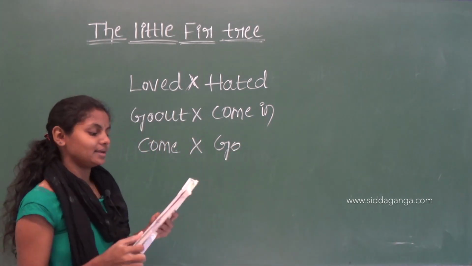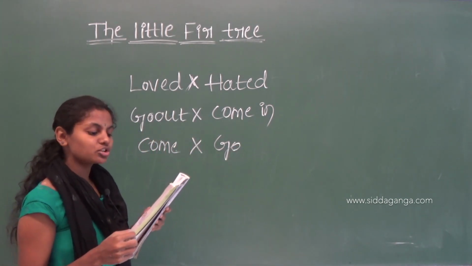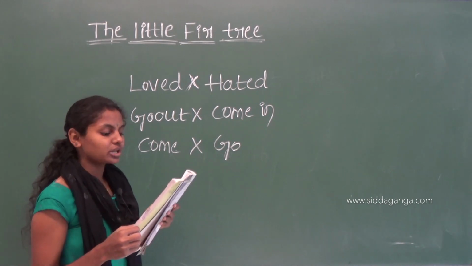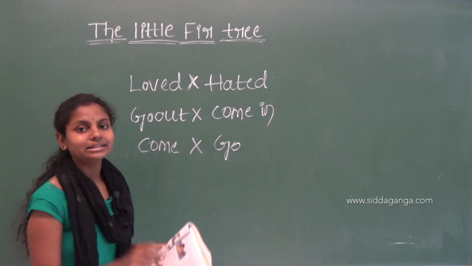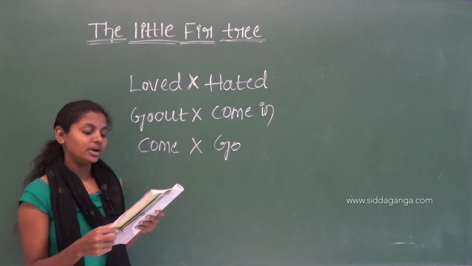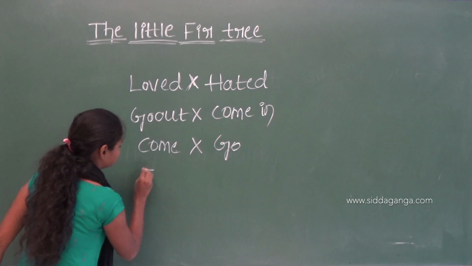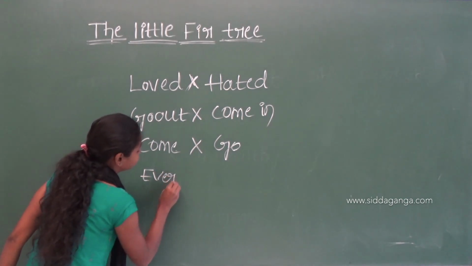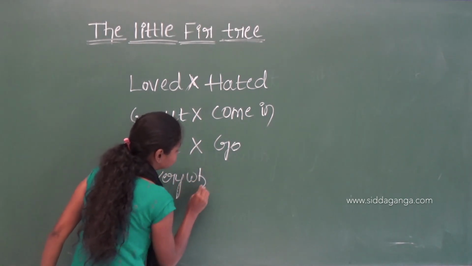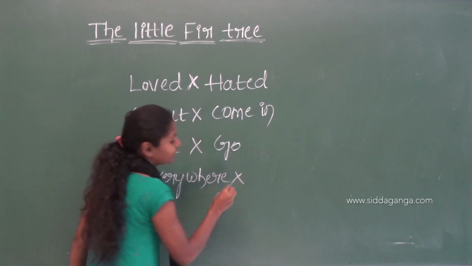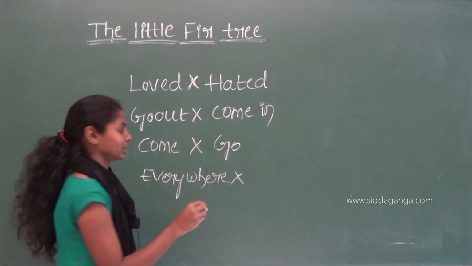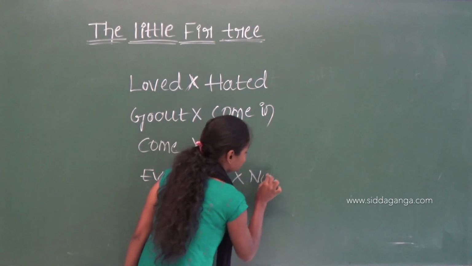Understood? But one day he did not come home. Rita looked everywhere for him. In this sentence, the word which is in blue color is everywhere. So you have to write the opposite word for everywhere. That is nowhere.